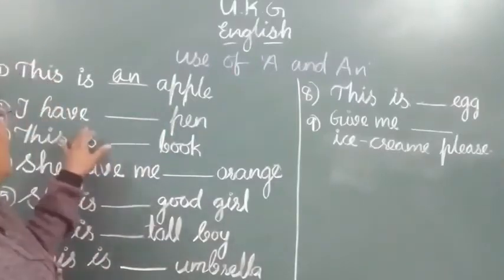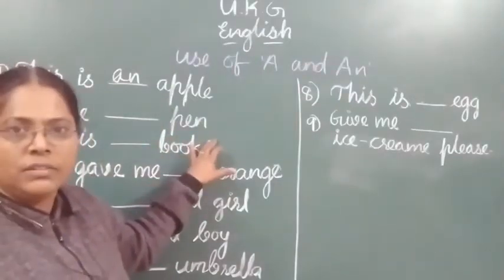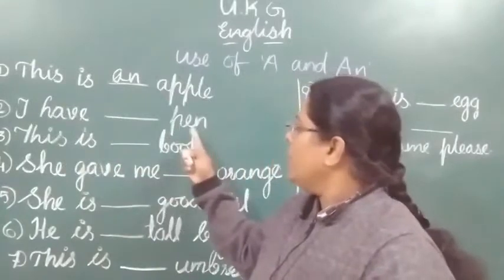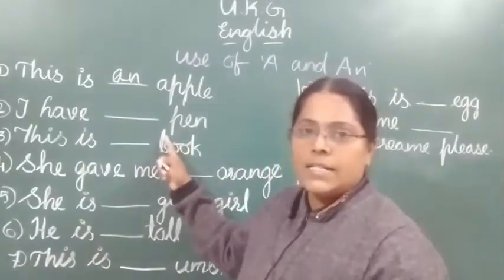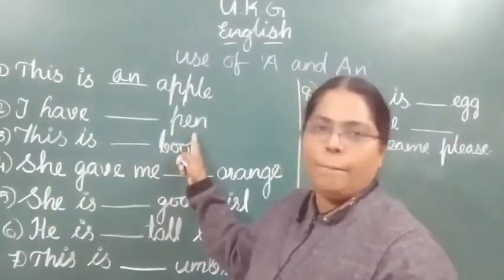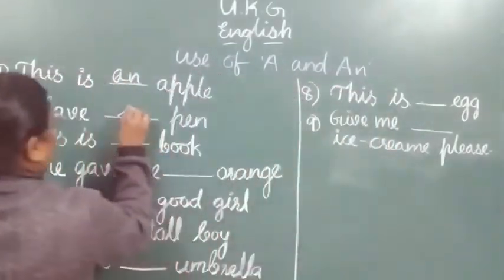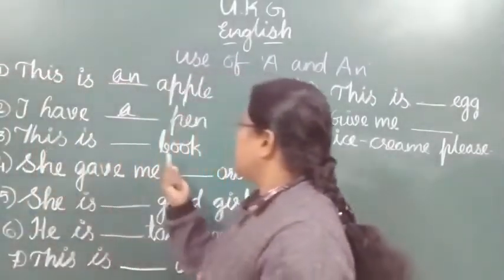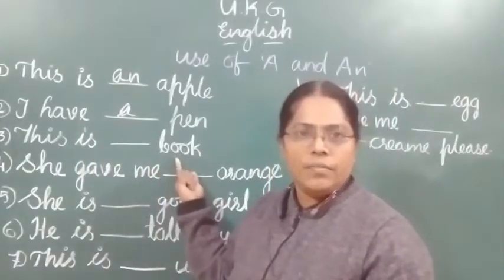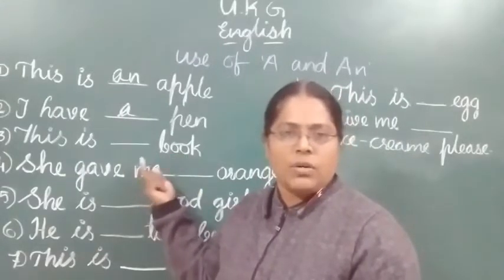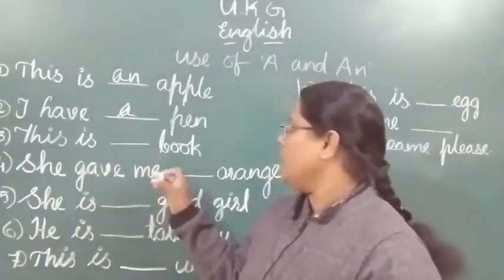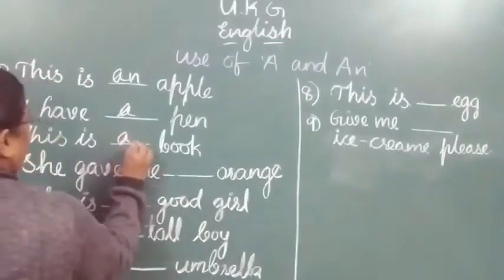Okay, next one. I have dash pen. This word begins with a consonant letter, so we will use a just before it. I have a pen. Next one, this is dash book. This word begins with a consonant letter, so which letter will we use just before it? A. This is a book.